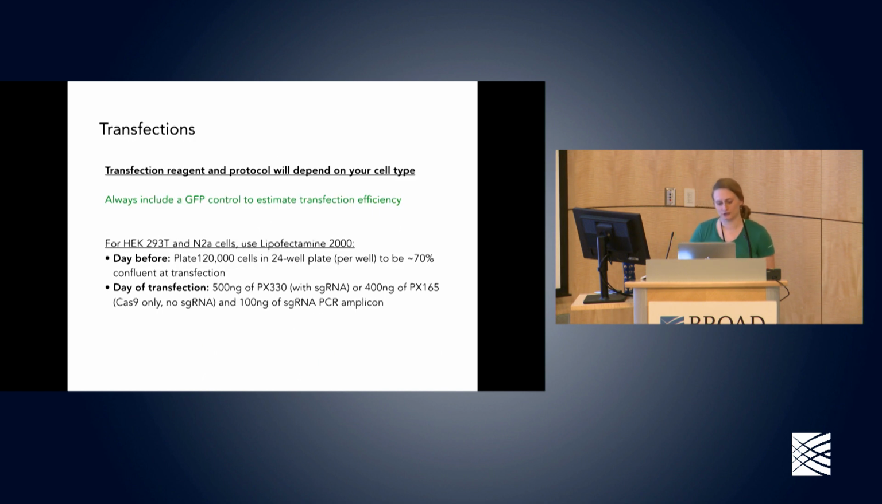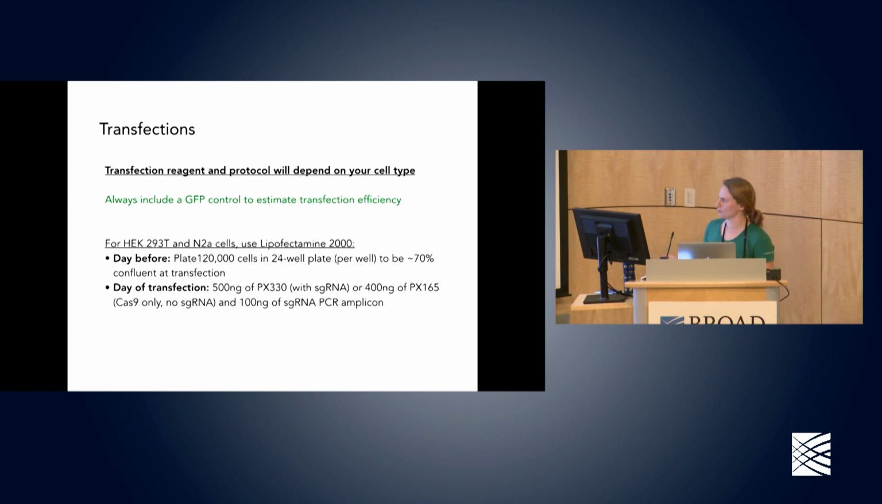So briefly, a note on transfections. The key thing here is that transfections will really depend on the cell type that you're working with. So the reagent that you use and the protocol that you use will depend on your own cell type. So it's best to reference the literature or ask other people who have worked with your cell line of interest. For our lab, if you're just trying to test out a guide to see if it works, we often use HEK293 cells. You can also use N2A cells. And we use the transfection reagent Lipofectamine 2000.